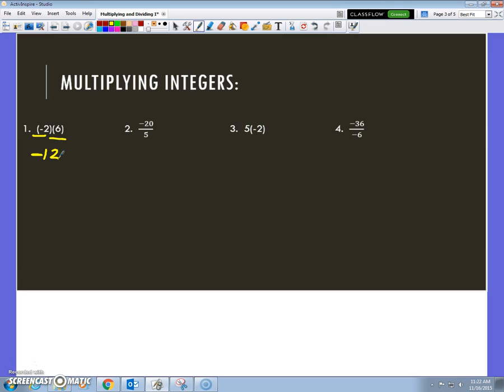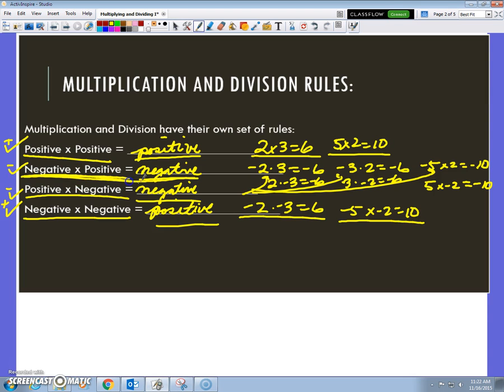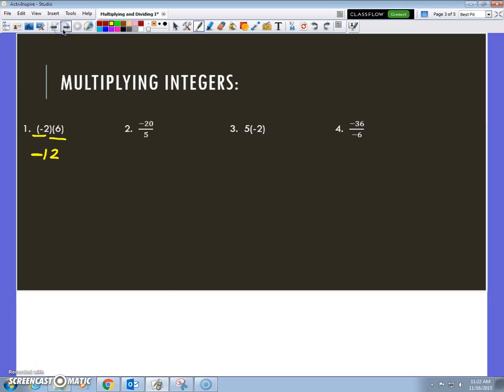Remember, a fraction bar means division. So in this case, I have a negative divided by a positive. I know my outcome is going to be negative. 20 divided by 5 is 4, but I know it's going to be a negative value. 5 times negative 2, negative 10. We have one of those as a negative value.